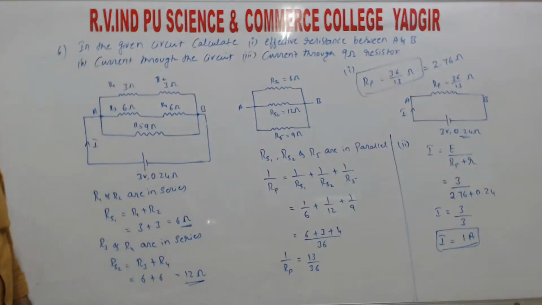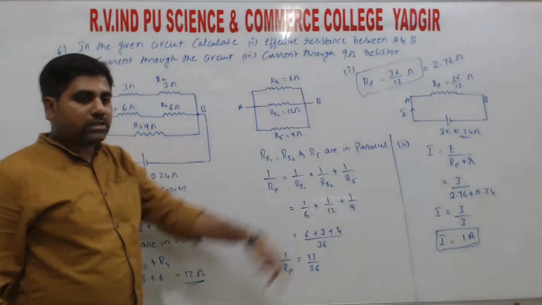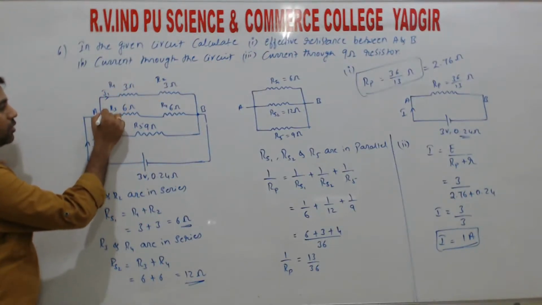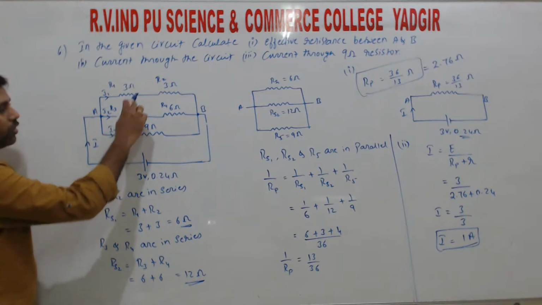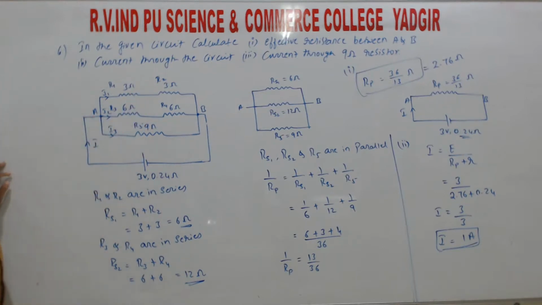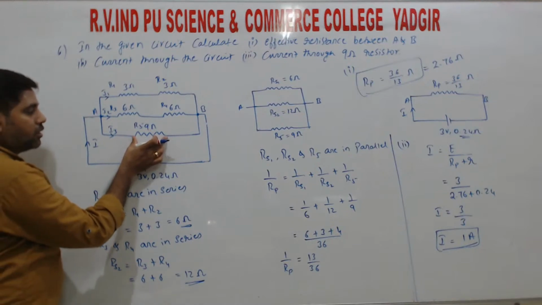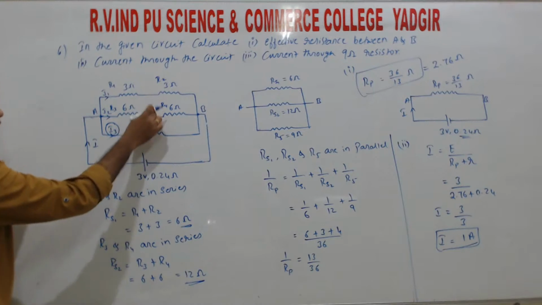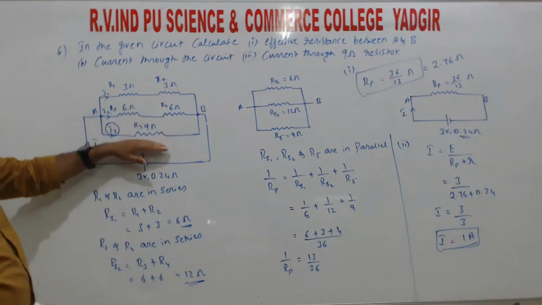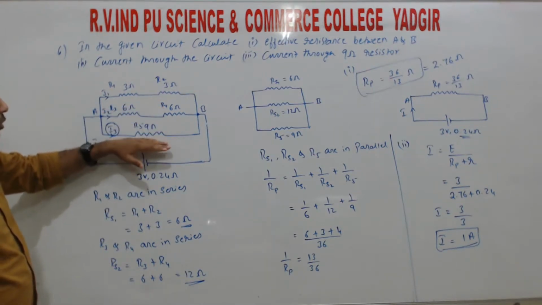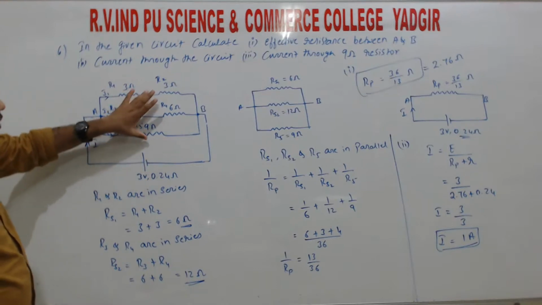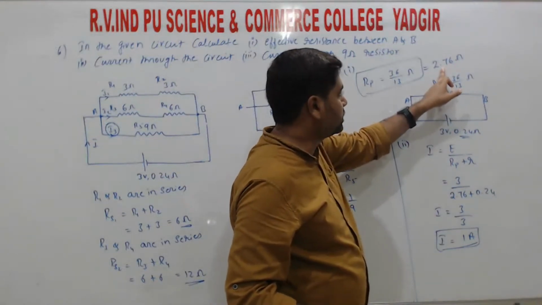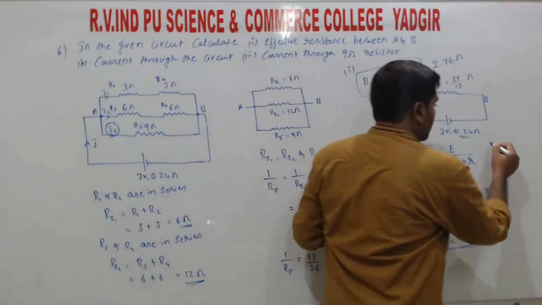Right? So now the last one is the current through the 9 ohm resistance. That means here the current is dividing into I1, I2, I3. In parallel combination, current divides, right? So we need to find the current flowing through the 9 ohm resistance. In parallel combination, the potential remains the same. So first we need to find the potential for this combination. We have the current and the resistance, so V is equal to IR.